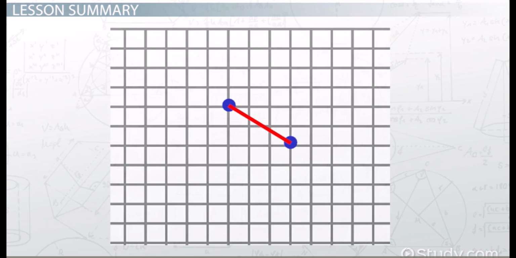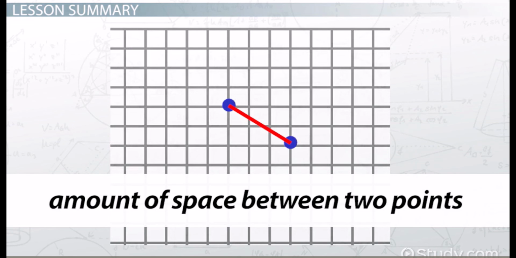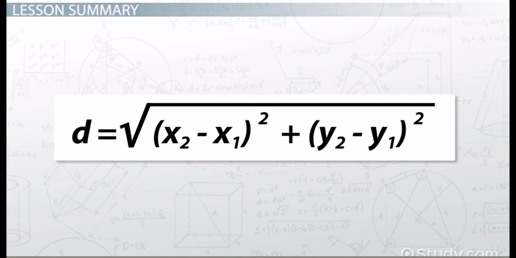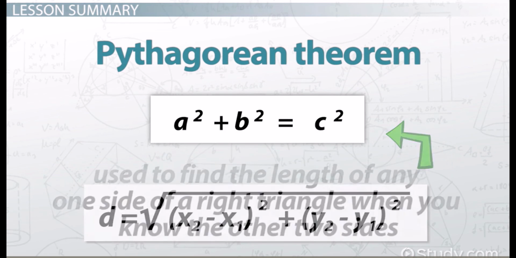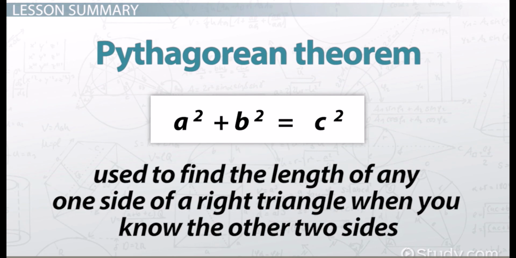Mathematical distance is defined as the amount of space between 2 points. The distance can be calculated using the distance formula, which is just a derivation of the Pythagorean theorem, which is used to find the length of any one side of a right triangle when you know the other 2 sides.